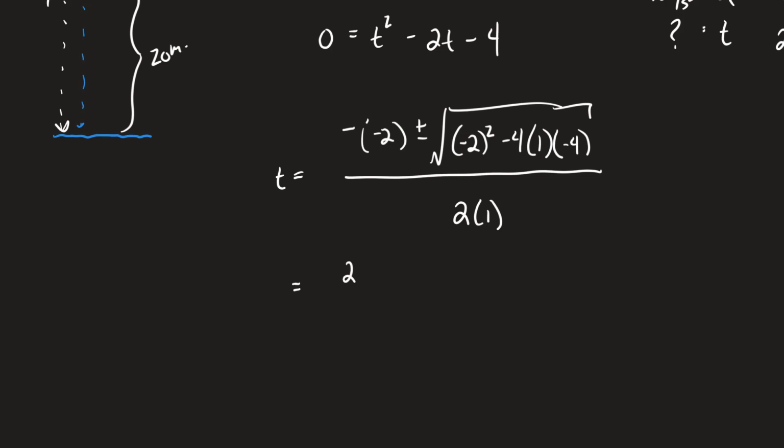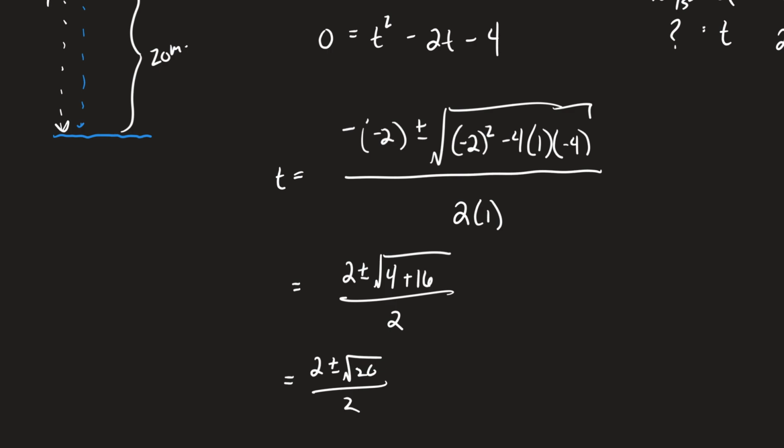All right, so this is 2 plus or minus the square root of 2 squared is 4 minus 4 times 4 is 16, but it's going to be made positive, all divided by 2. So 2 plus or minus the root of 20 over 2.